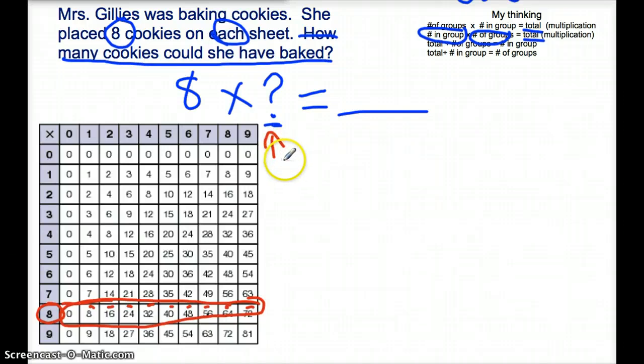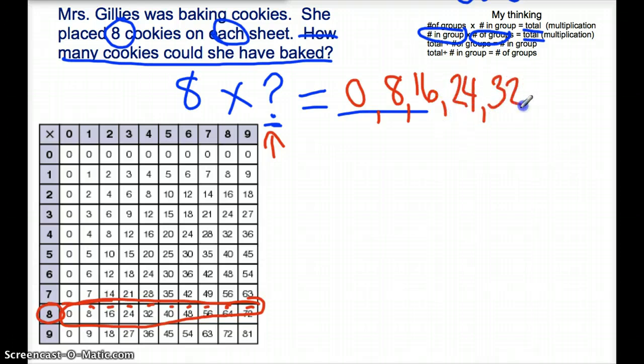So how many cookies could I have baked? Well, I could have baked 0, 8, 16, 24, 32, 40, 48, and I could keep on going. I'm going to stop there. But if I had baked 100 cookie sheets, I could have baked 800. So I'm going to keep going instead of counting on forever.